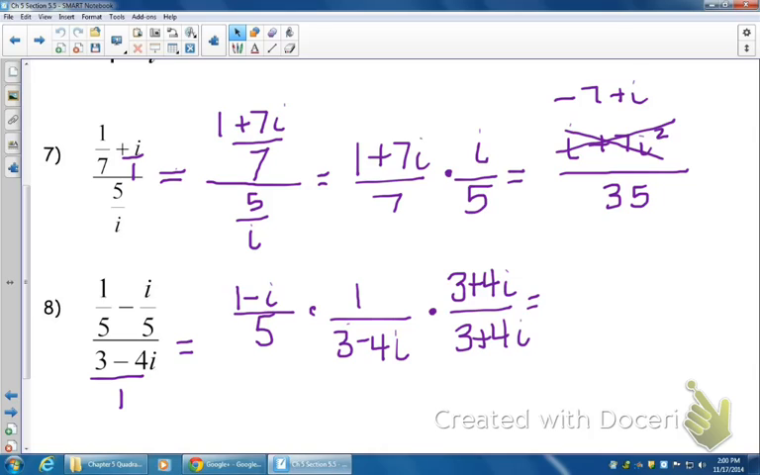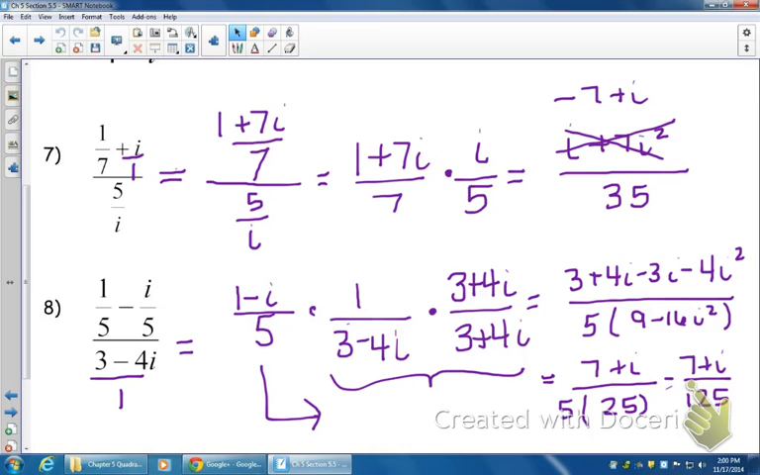So in the top, you're going to FOIL 1 minus i times 3 plus 4i. In the denominator, you're going to FOIL this. Then after you get your answer, distribute the 5. So pause the video and see what you come up with. Okay, so in the top, you FOIL it out. In the bottom, FOIL that, then multiply by the 5. Again, same thing, remembering that i squared becomes negative 1. And your final answer is 7 plus i over 125.